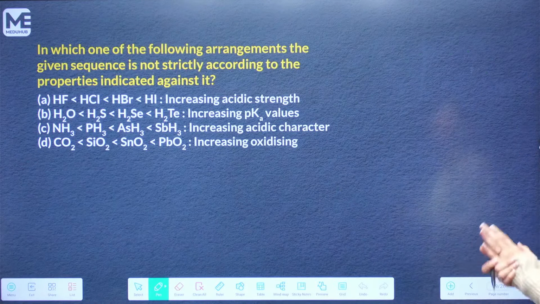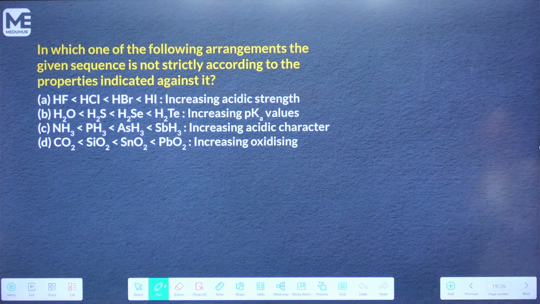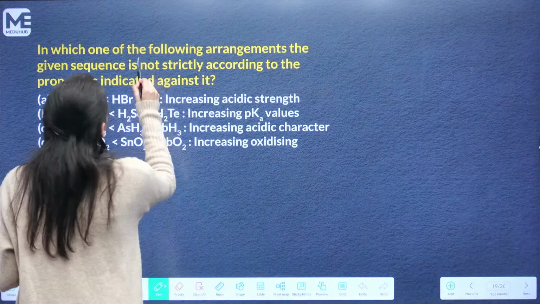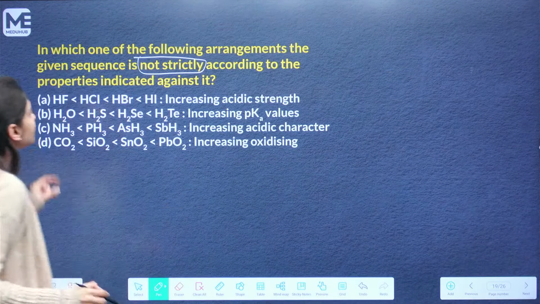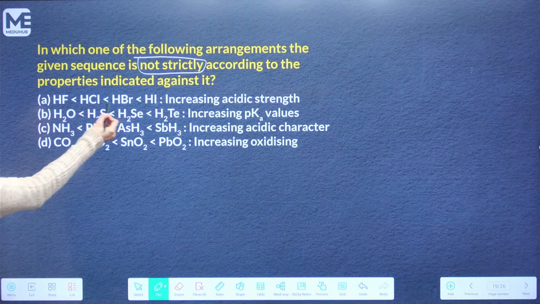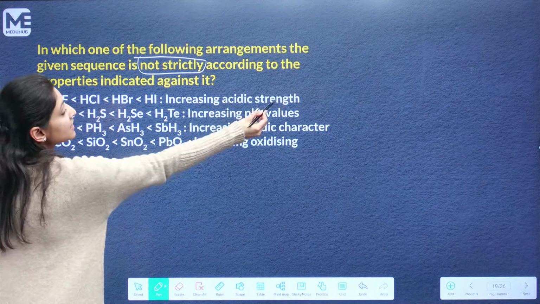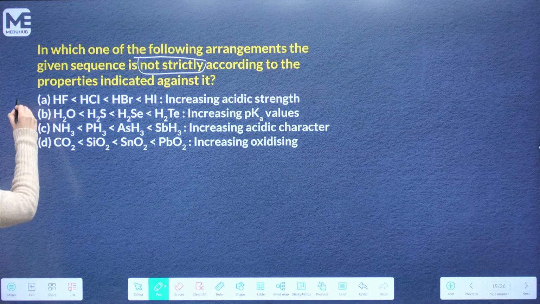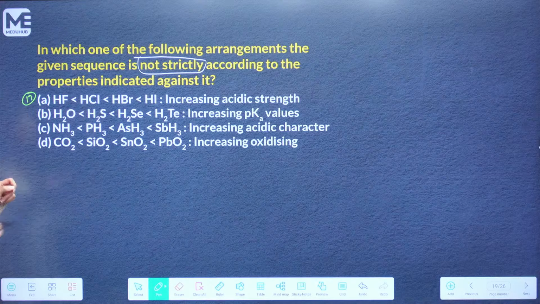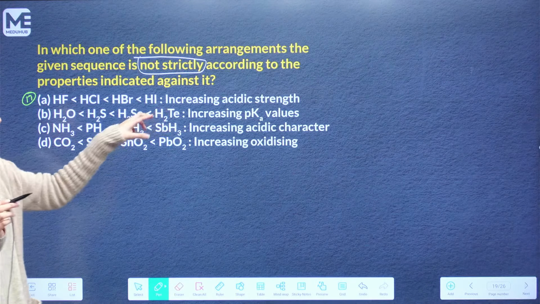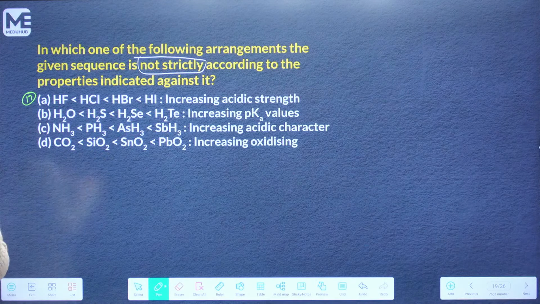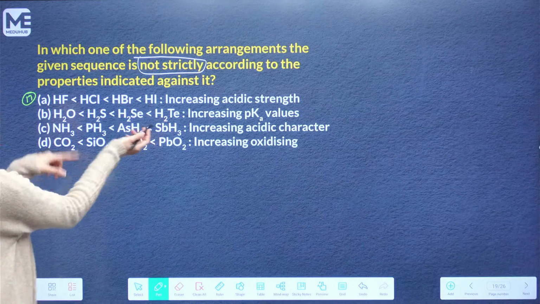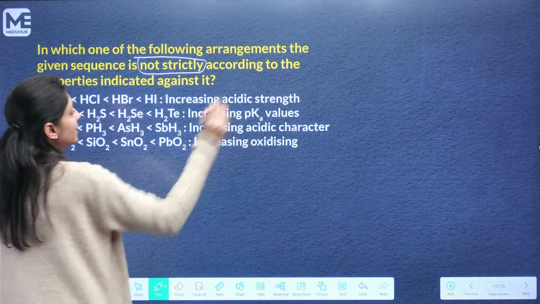Next question. In which one of the following arrangements is the given sequence not strictly according to the properties indicated against it? Not strictly. The first one is HF, HCl, HBr, HI, the increasing acidic strength. So this is correct because, on moving down the group, this is group 17, the bond length is increasing and hence it is easier to furnish a proton in HI compared to HF, and hence this statement is correct.